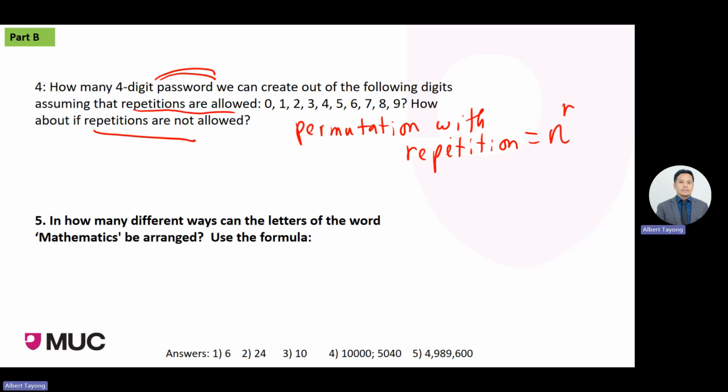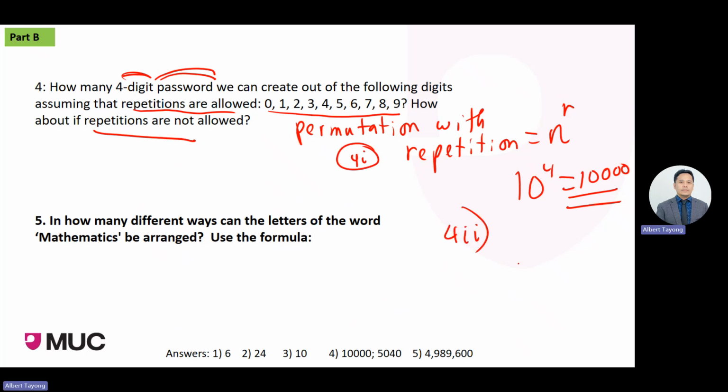Repetitions are allowed. So there are 10 digits from 0 to 9. 10 to the 4th equals 10,000, because we are trying to create a password using 4 digits. Now the other one is repetitions not allowed. So this is the answer for the first, 4.1. Now 4.2, the second question, is permutation without repetition.